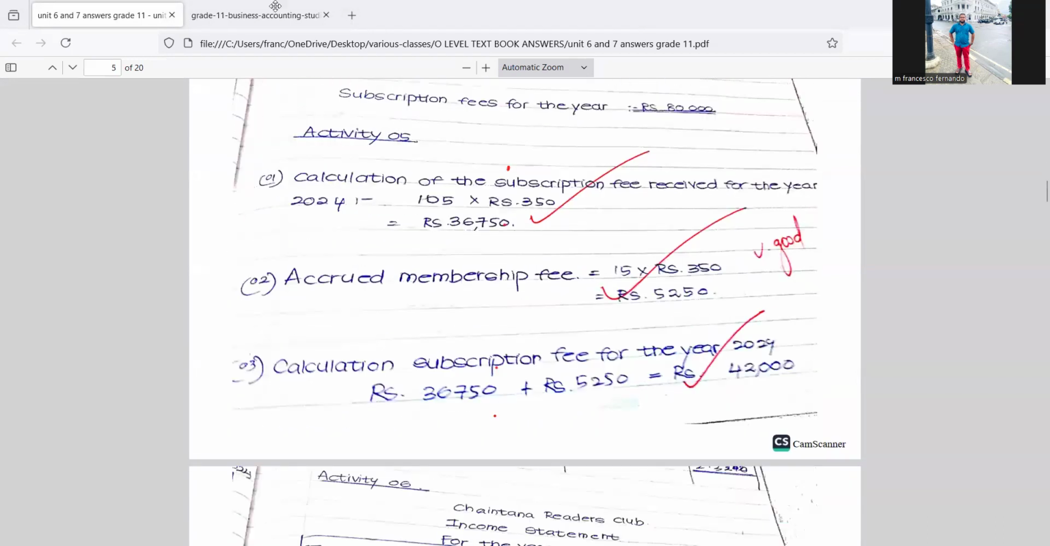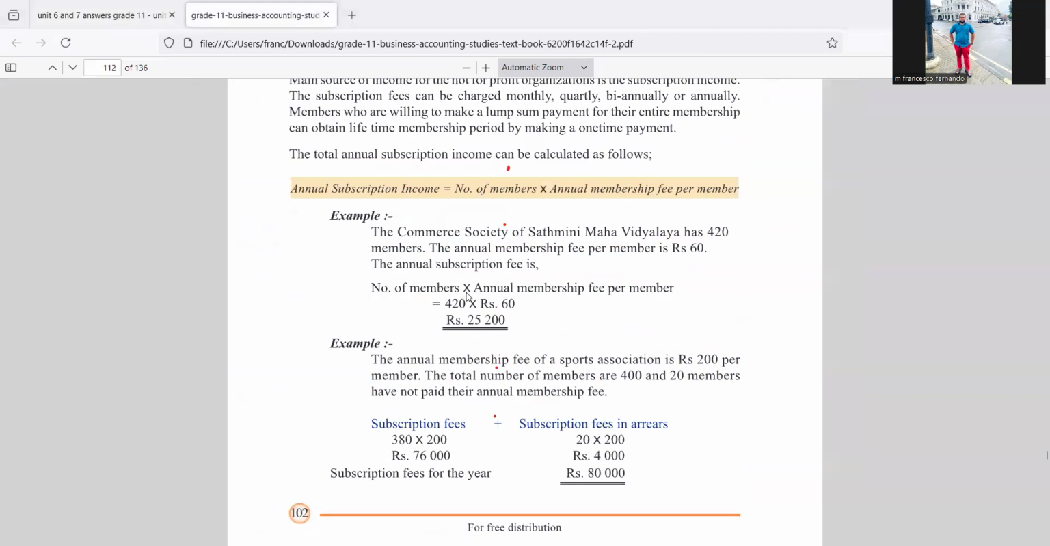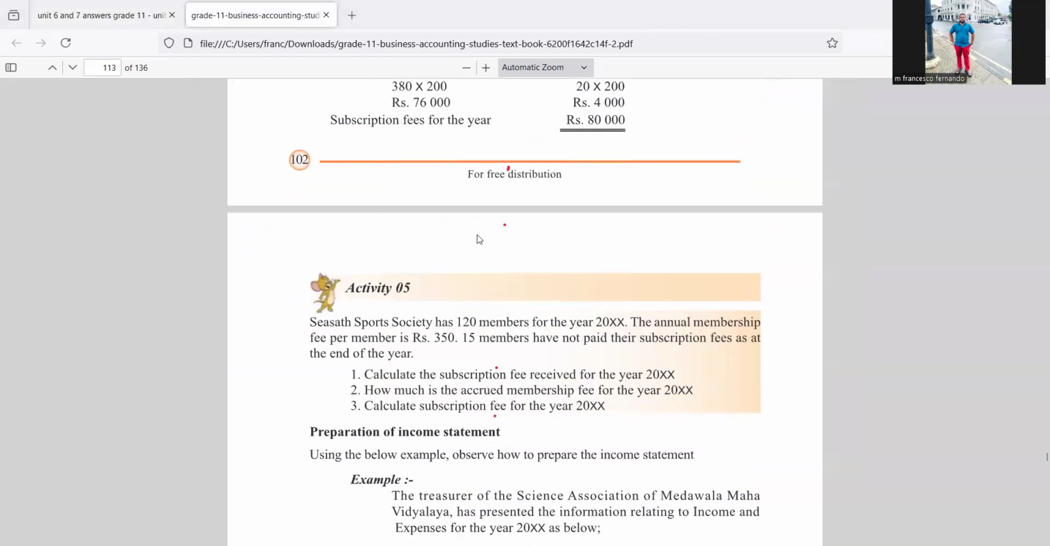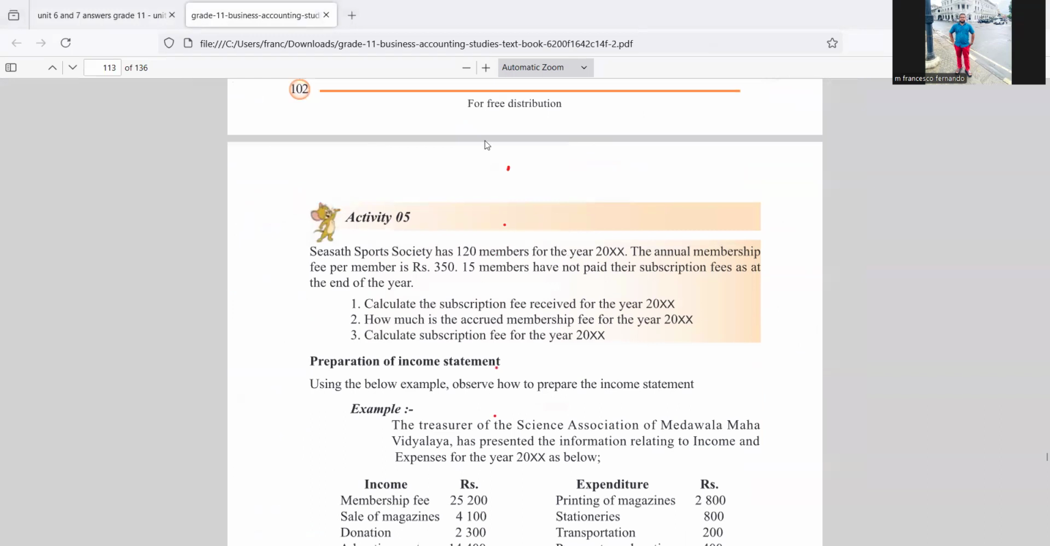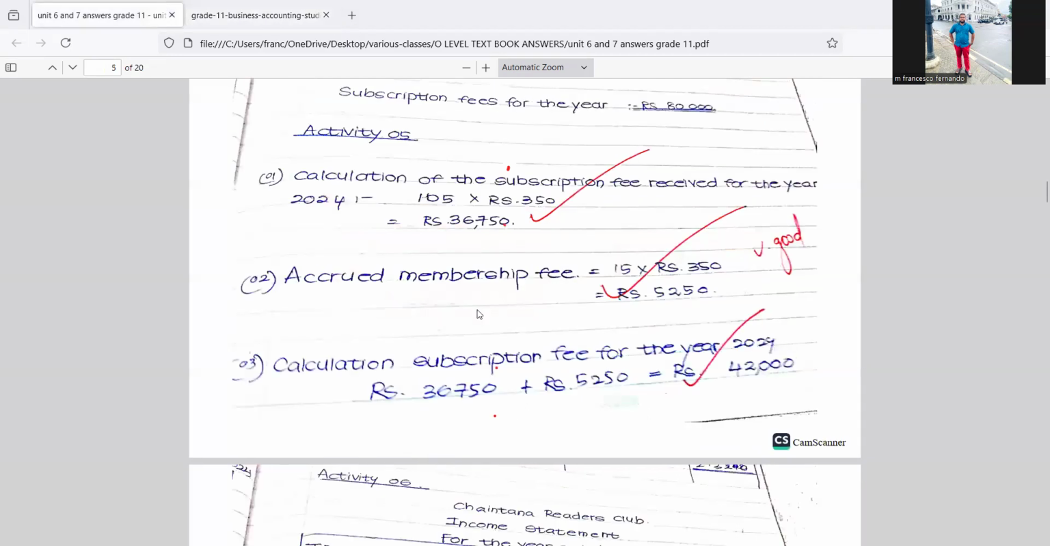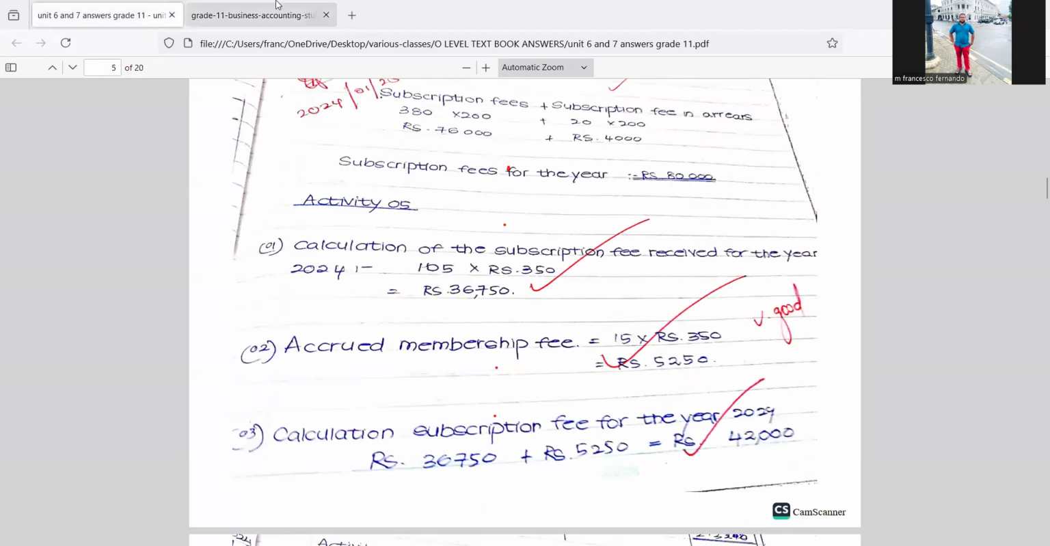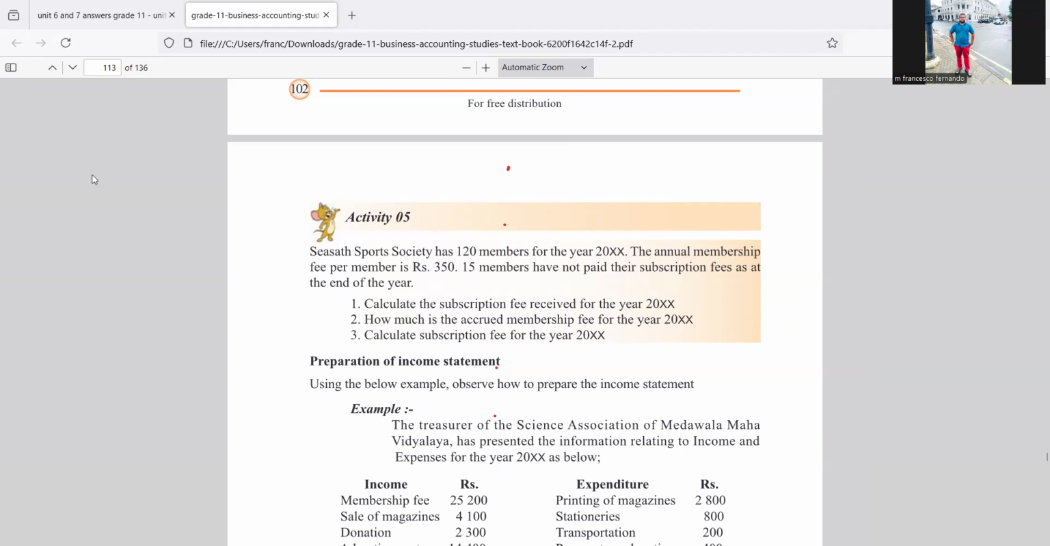Then if we move forward to activity 5, this question is from subscription. So this sports society has 120 members and the annual membership fees per member is 350. 15 members have not paid the subscription fee. Calculate the subscription fee received for the year. Okay, so how to calculate the subscription fees received for the year? We have 120 members. From that, 15 have not paid. It means only 105 members have paid.